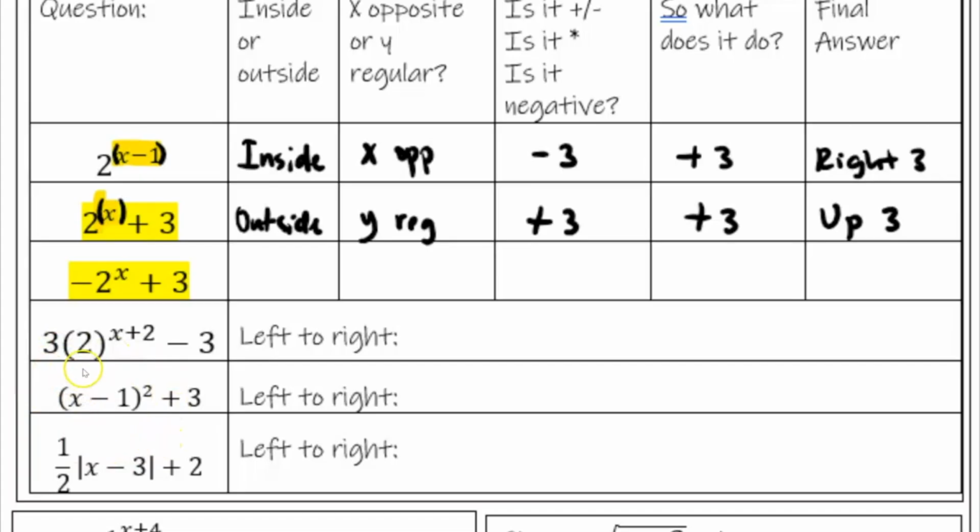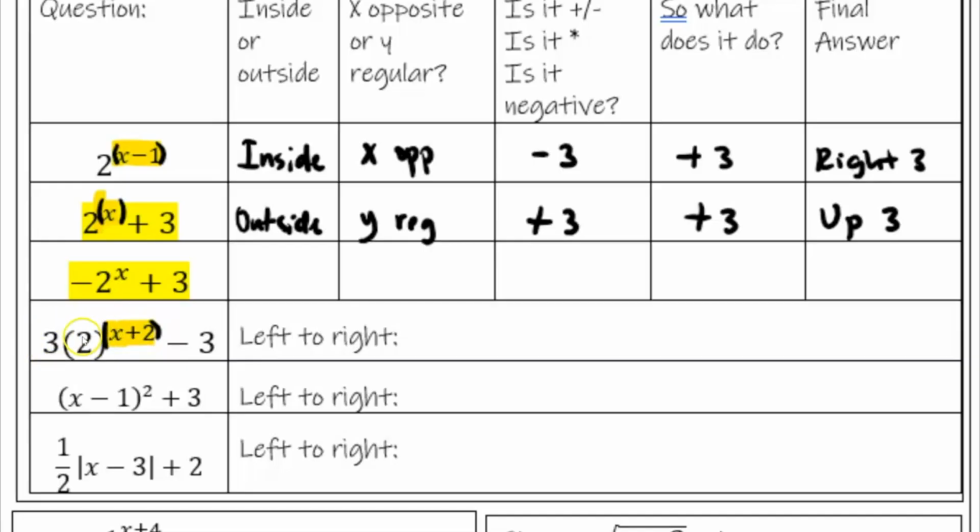Which one looks the hardest? I guess maybe this one. I'll do this one and you can do these two. So again, identify the x. So here's my x. So that's the parentheses with the x. All right, so I have a few things, and I'm going to start from left to right. So this is the inside of the parentheses. So this right here is outside.